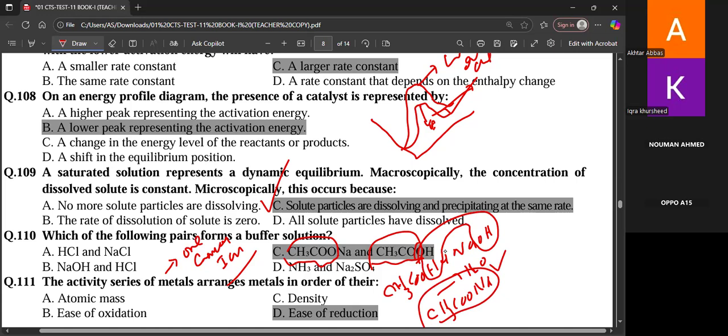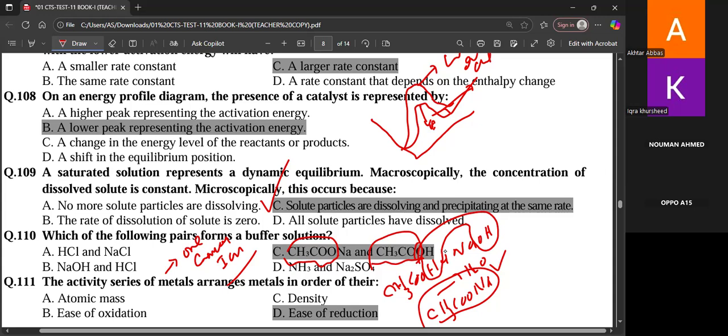And what is the composition of the buffer? Weak acid plus salt of strong base, or weak base along with salt of strong acid. I also gave some tips on how we can find whether it is a strong acid or strong base. You are familiar with this. So it is a very easy question. That's the Charlie option, which is correct.